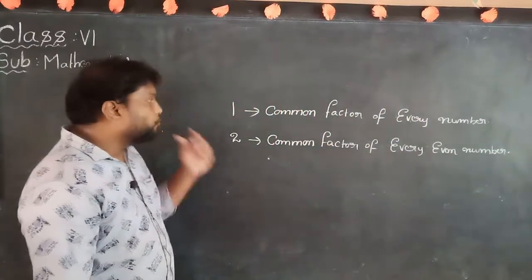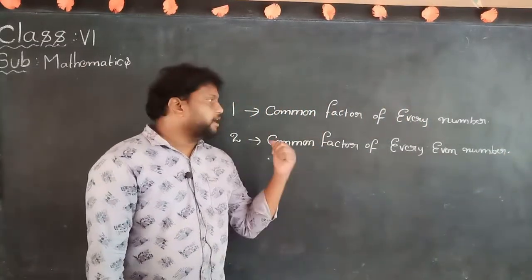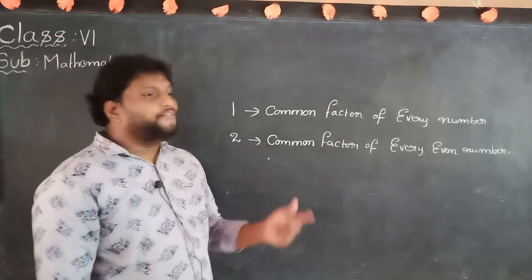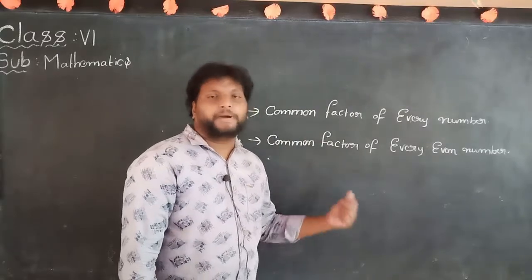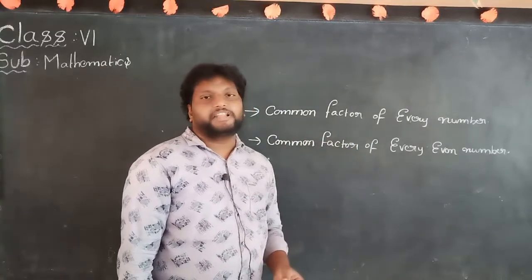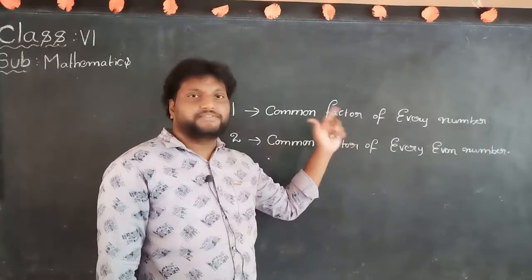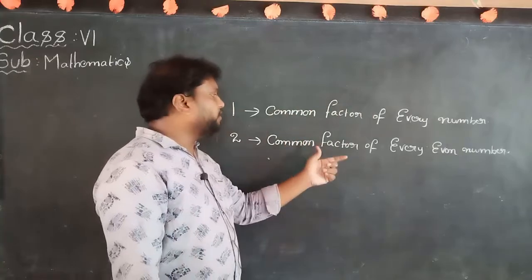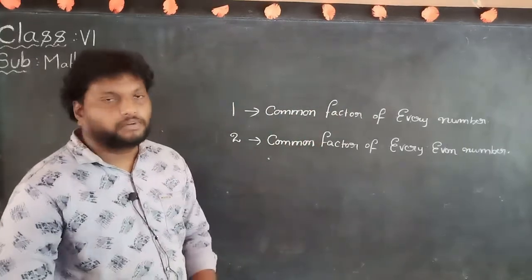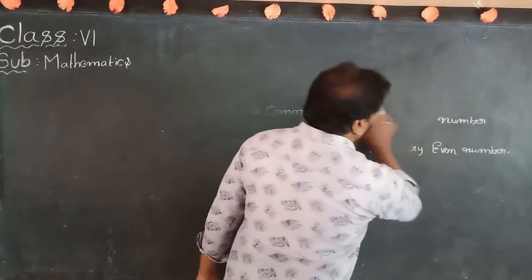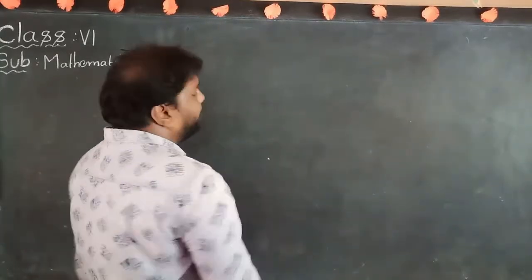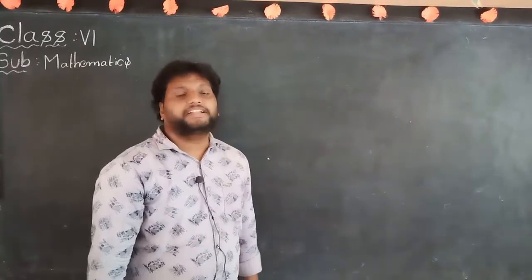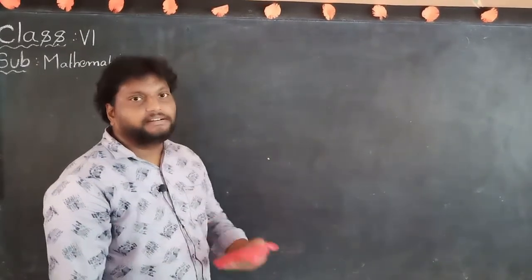Just know these points. 1 is the common factor of every number and 2 is the common factor of every even number. If you observe, every even number is divisible by 2, and every even number is divisible by 1 also. That's why for every number the common factor is 1, for every even number the common factor is 2. Next, factors are limited. Factors are finite.